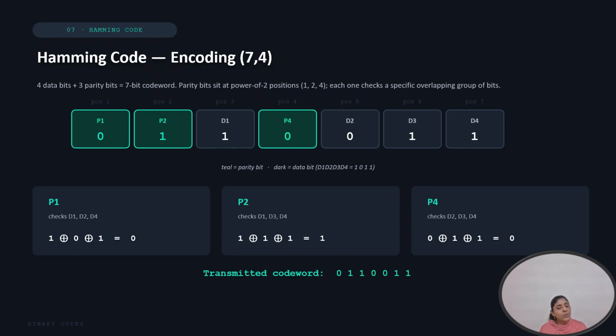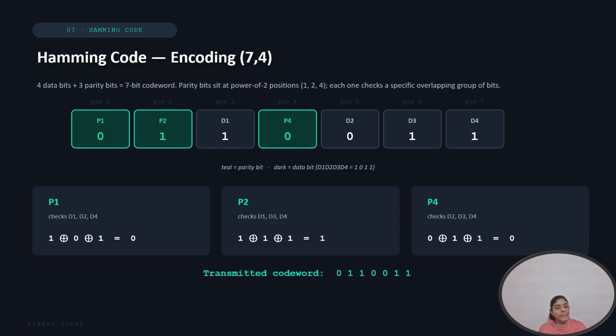So how to calculate the value for P1? D1 XOR with D2 XOR with D4. That is the formula. What is for P2? D1 XOR with D3 XOR with D4. What is P4? D2 XOR with D3 XOR with D4. You already know D1. What is your D1? 1. D2 is 0, D3 is 1, as well as D4 is 1.